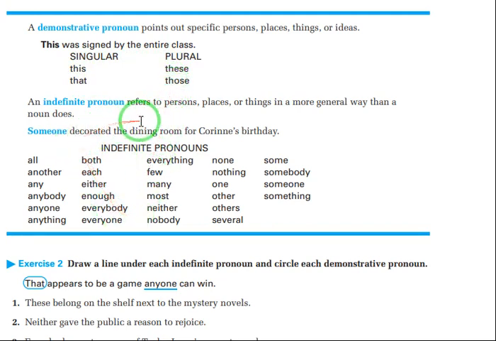An indefinite pronoun refers to persons, places, or things in a more general way than a noun does. Someone, for example, decorated the dining room for Corinne's birthday. So pronouns like all, another, any, anybody, anyone, anything, both, everything, many, most, neither, several, these are called indefinite pronouns because we don't mean an exact person.